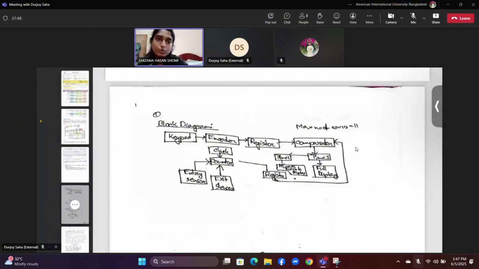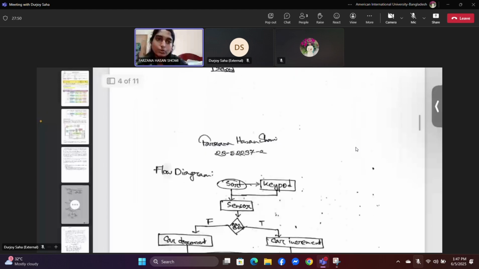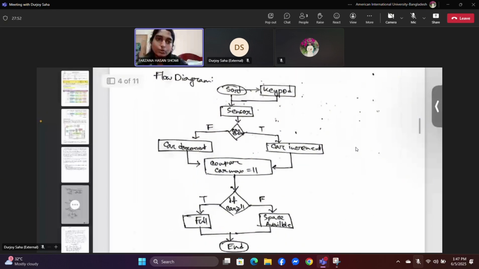The system starts with the keypad and uses sensors to detect the car movement. If a car enters the system, check. If true, it increments the car count. If false, it decrements the count, including on exit. Then it compares the car count with the maximum value, which is 11. If the count equals 11, it displays full. Otherwise, it displays space available.